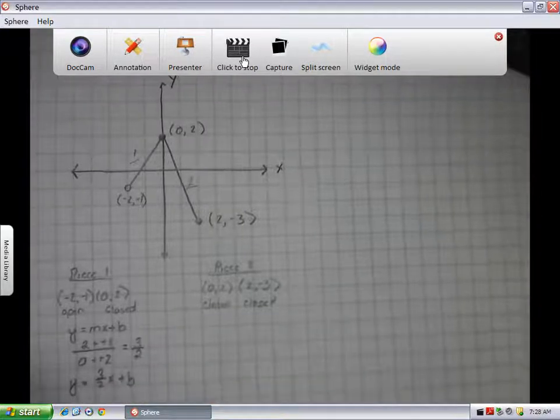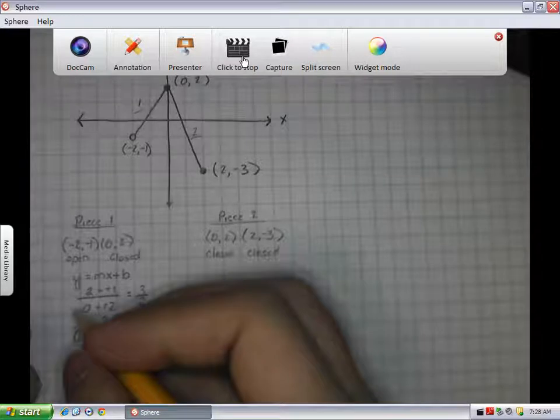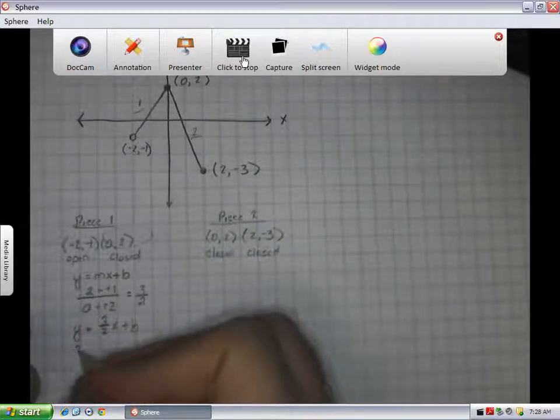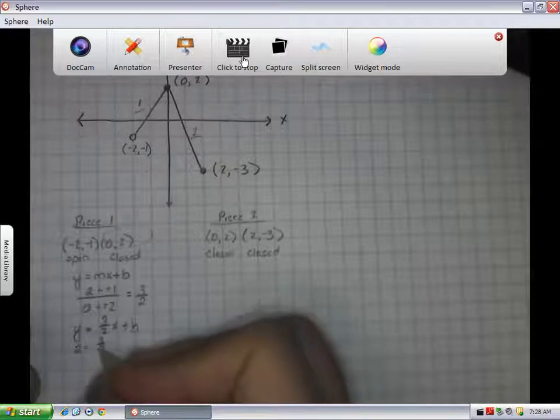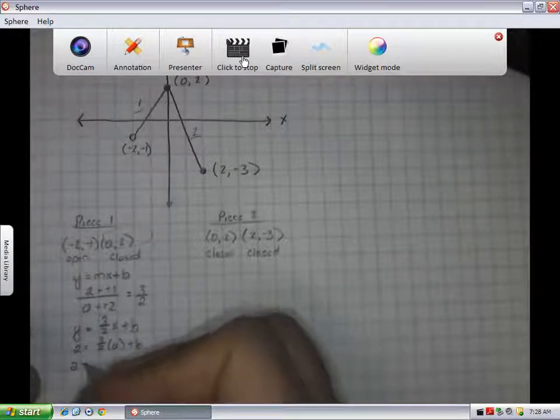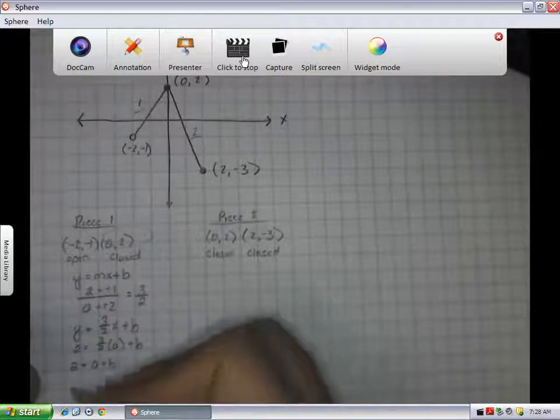Now to find my b, I'm going to plug in one of the 2 points. I'll pick (0, 2) since there's a 0 in it. So 2 equals 3/2 times 0 plus b. 2 equals 0 plus b. So 2 equals b.